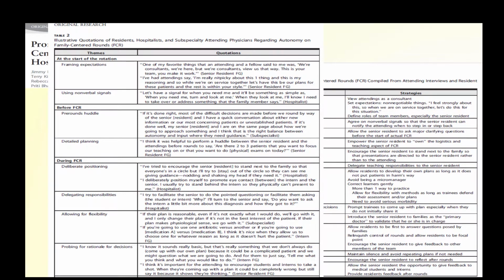And the themes that emerged were related to the timing of the rounds, either at the start of the rotation, before, or during, and then the exact concept associated with those. So you'll see here at the start of the rotation, themes emerging about framing expectations and using nonverbal signals were important. Before rounds, a pre-round huddle and detailed planning were important. And during family-centered rounds, deliberate positioning, delegating responsibilities, allowing flexibility, and probing for rationale for decision-making were important themes.